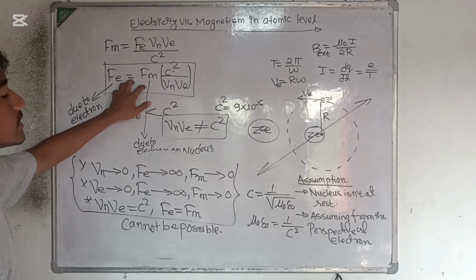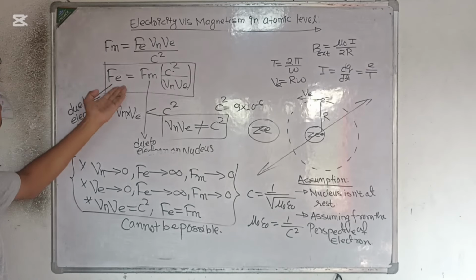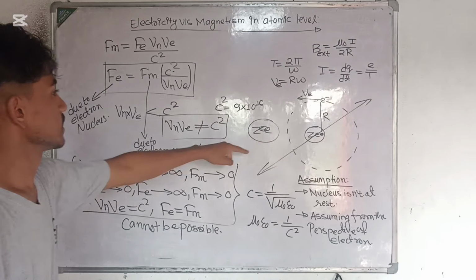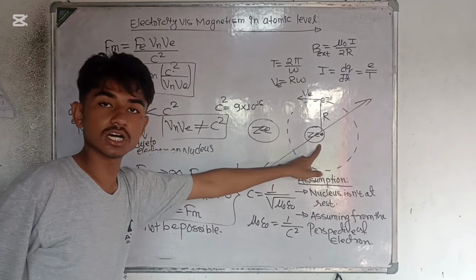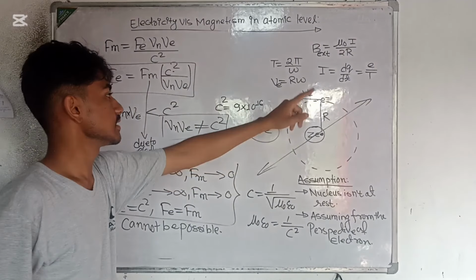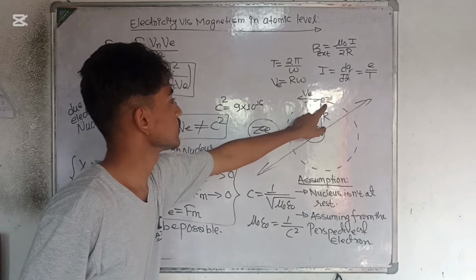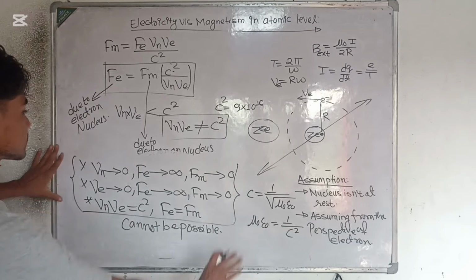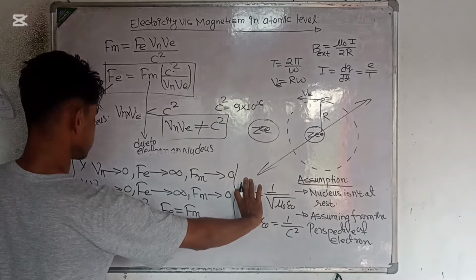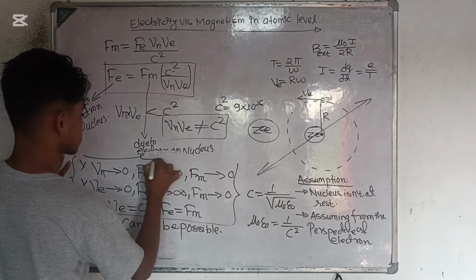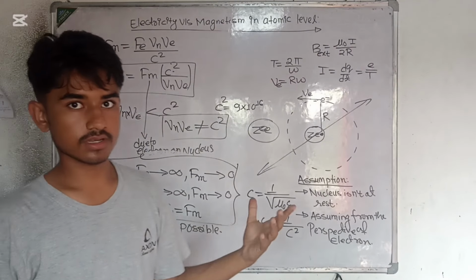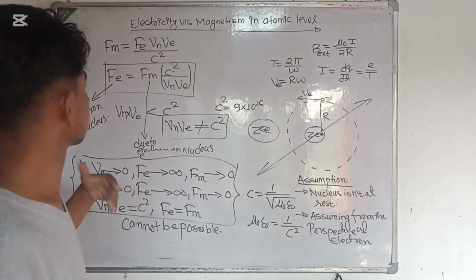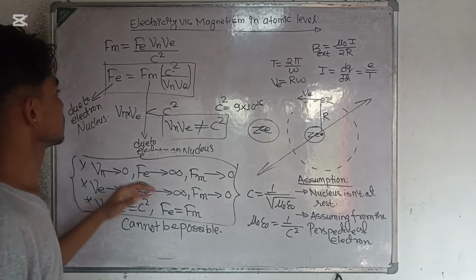And you will end up with this beautiful result, knowing that the electrostatic force due to the electron on this charged particle is greater than the magnetic force due to this electron on this nucleus, right? And this is not the true case. This cannot be possible. If this is possible, it will violate very interesting laws of physics.